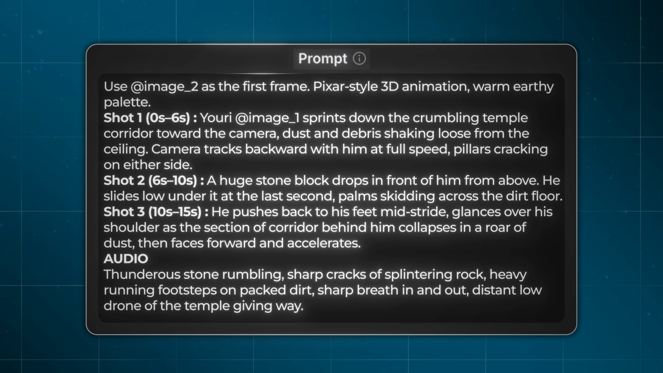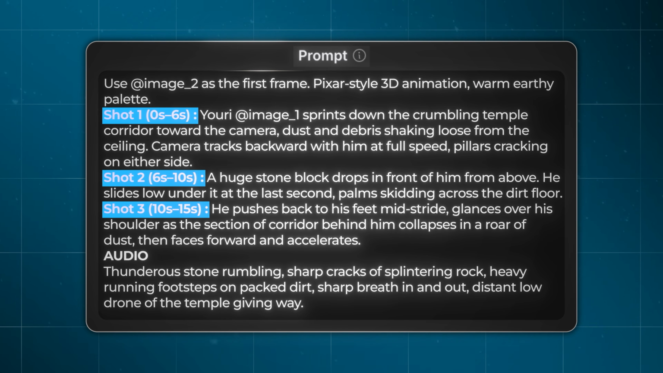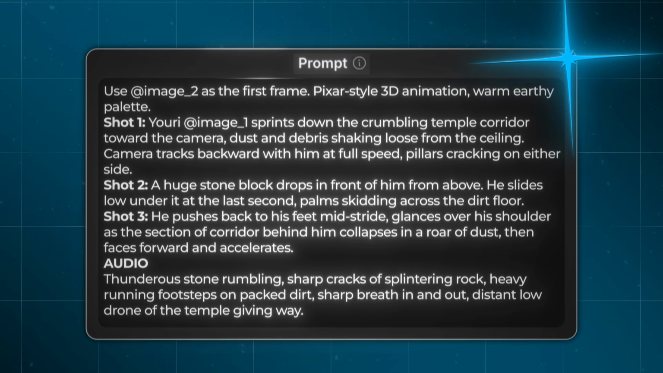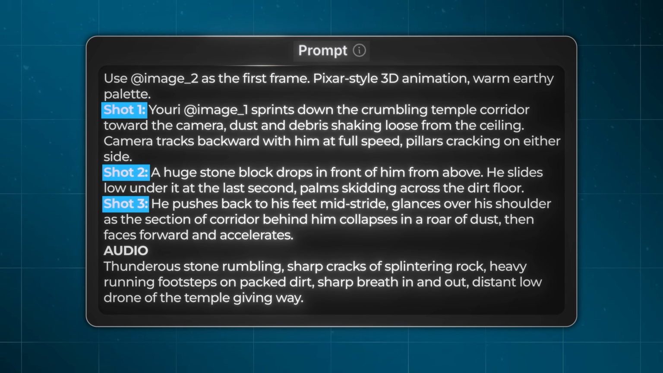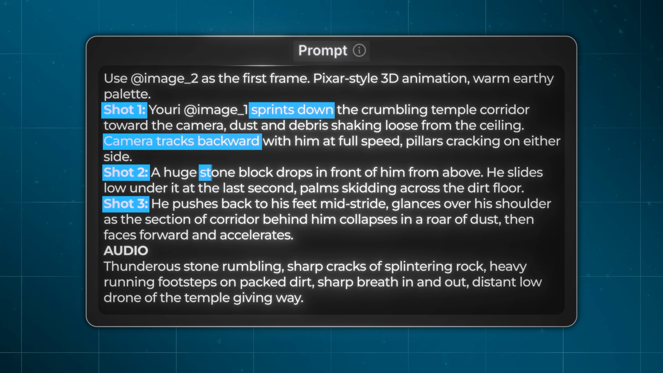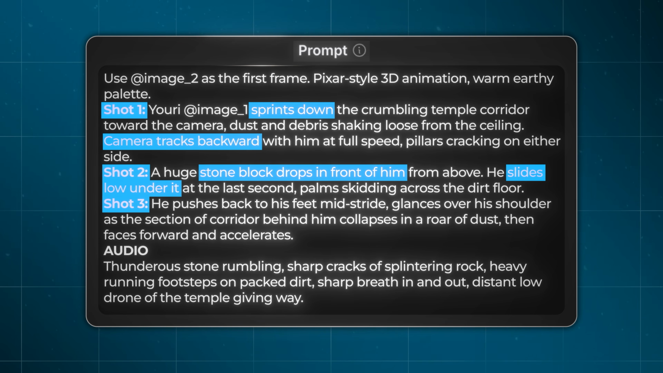So what this really means is that you get full control over your generation instead of letting the AI guess it. You can also include timing in the prompt, like which shot starts at which second, if you want even tighter control over the pacing. But for this scene, I'll let Seedance handle the timing. Here's what that looks like. As you can see, I split the scene into 3 shots. Shot 1 is the sprint and the camera tracking back. Shot 2 is the stone block dropping and the slide under it. Shot 3 is the camera pivot and the corridor collapsing behind him. Each one is a beat I want to land in a specific order.